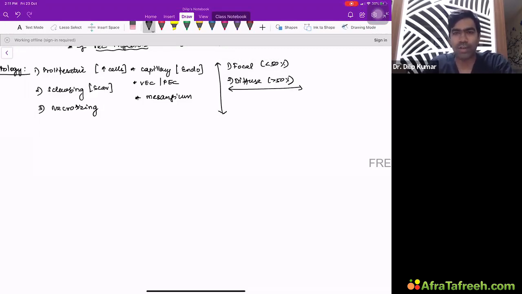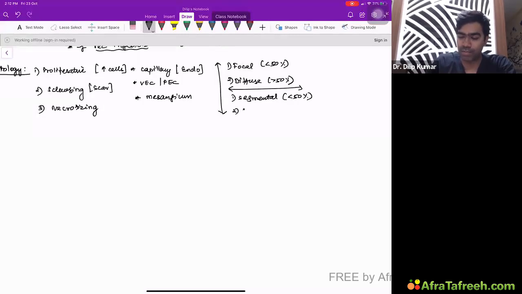And at the same time, we have segmental versus global. Segmental refers to the involved glomerulus. If we take a single glomerulus and less than 50% of its tuft is involved, that is what we call segmental pathology. Apart from that, we have global pathology. Usually it is 100% involvement, meaning the entire glomerulus is involved. By definition, more than 50% can be called global, but in reality, global means the entire glomerulus is involved.